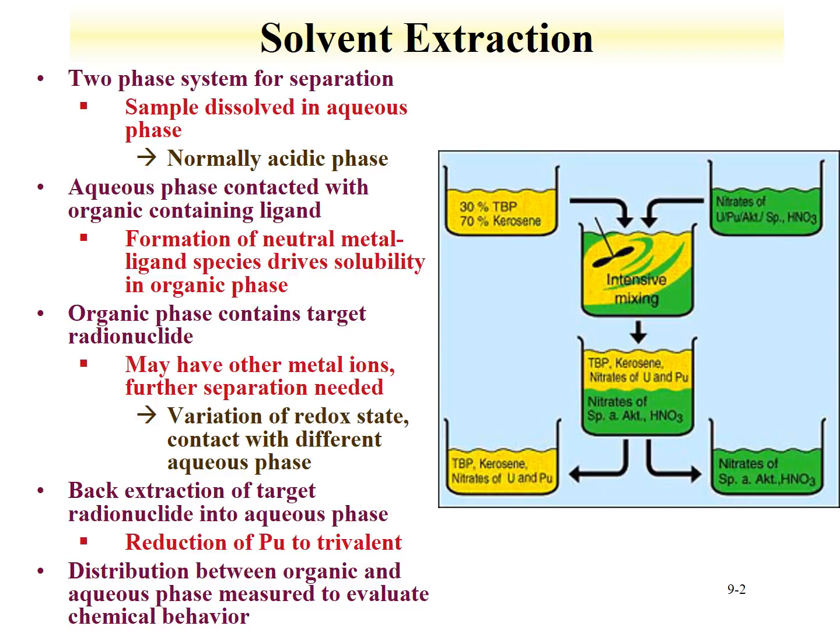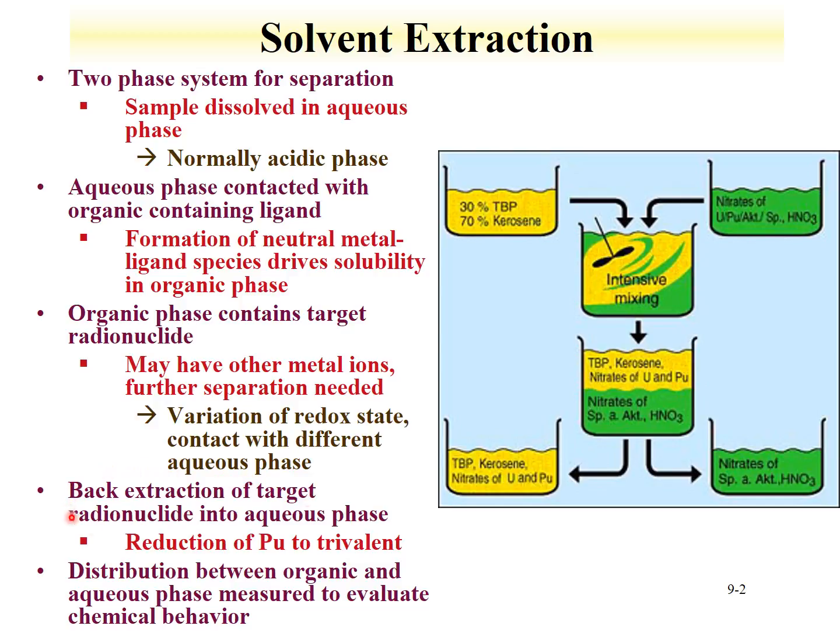These may need to be further separated, so in a process you may have a washing phase, and we'll talk about that. Of course, you can also do some other variations of the metal ion speciation later. You can change the redox state, or you can change the acid concentration to back extract a metal ion from the organic phase to an aqueous phase.